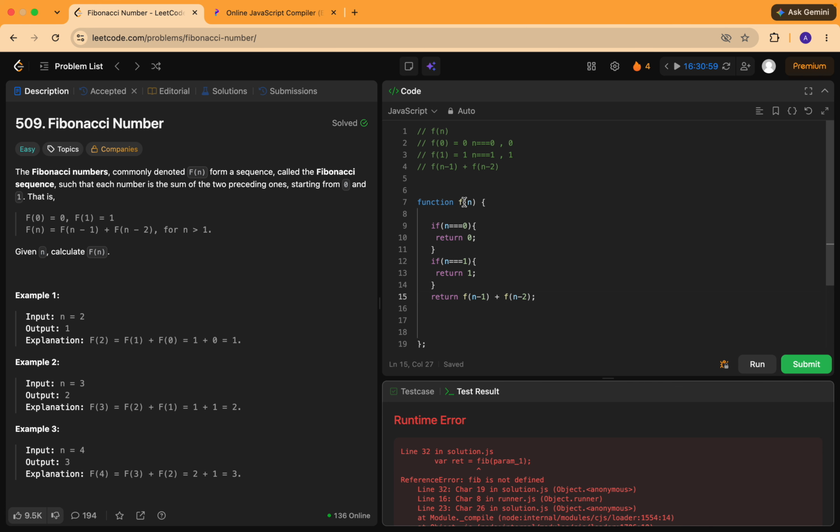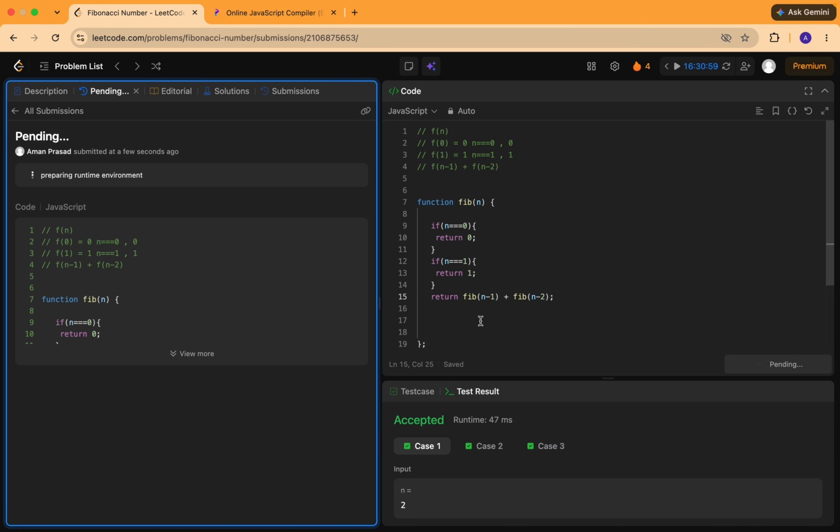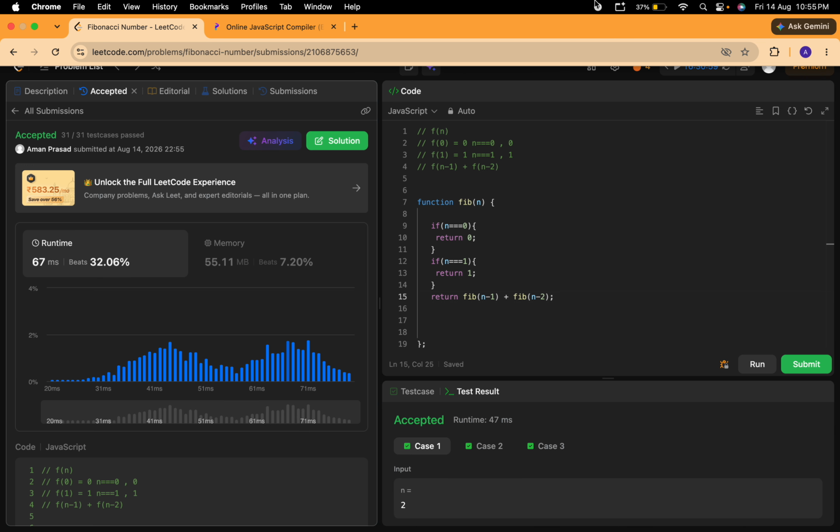Now run this problem. Okay, the 3 test cases pass. Now let's submit and see how many test cases pass in this program.